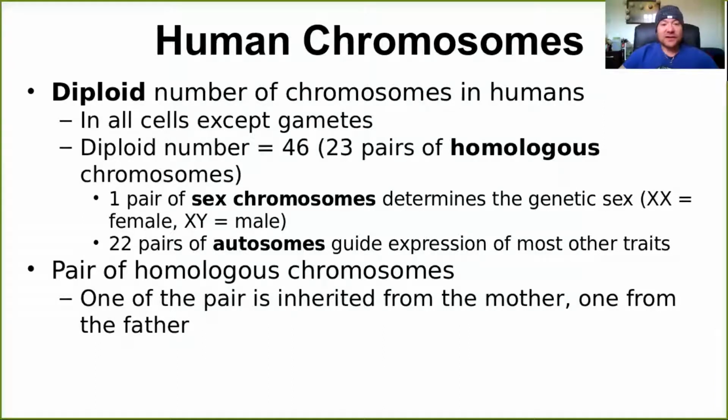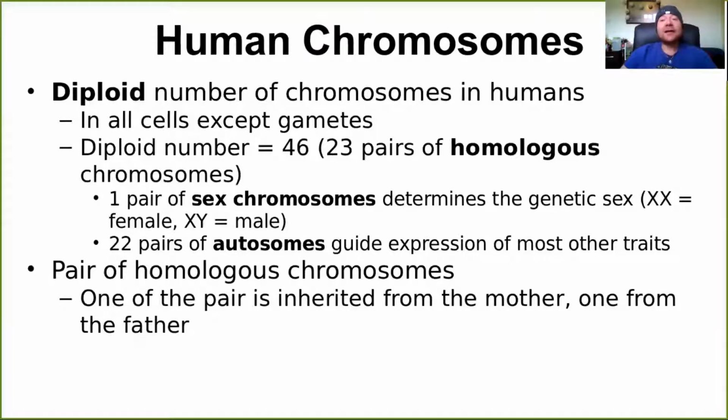So there's 1 pair of sex chromosomes determining the sex, XX for female, XY for male, and 22 pairs of autosomes, the chromosomes 1, 2, 3, 4, 5. They are homologous. They are the same, more or less. So there are pairs of homologous chromosomes, 1 pair from the mother, 1 from the father. I should say that they're homologous, meaning that the 2 chromosome 1s, the 1 from your mother and the 1 from your father, contain all the same genes, but they may have different versions of those genes.